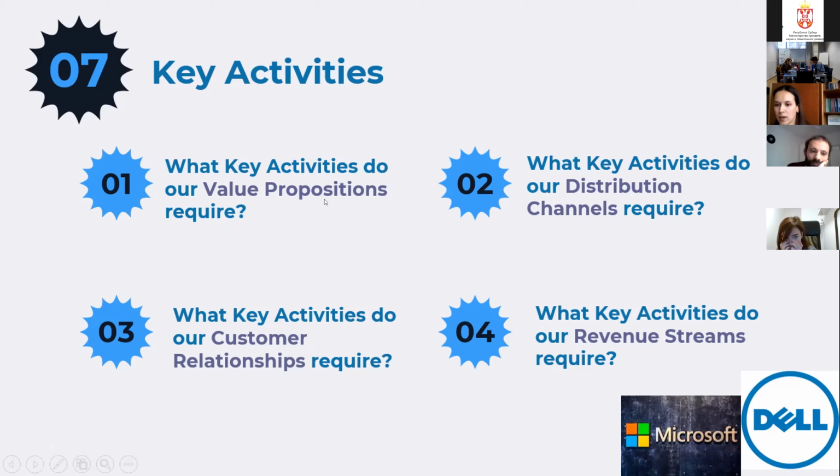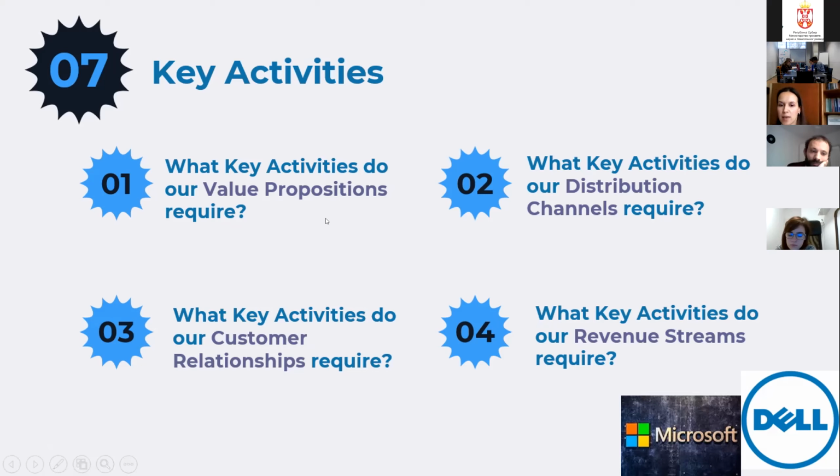The second block of the canvas: what key activities do our distribution channels require? That's the third block of the business model canvas. What key activities do our customer relationships require? The fourth block of the business model canvas. And what key activities do our revenue streams require? The fifth block of the business model canvas. So we can see that every business model calls for specific key activities.